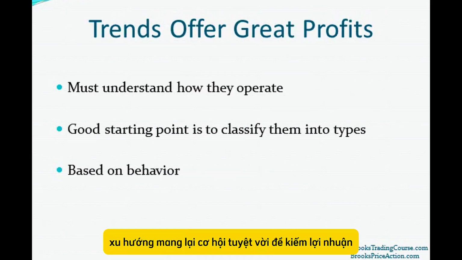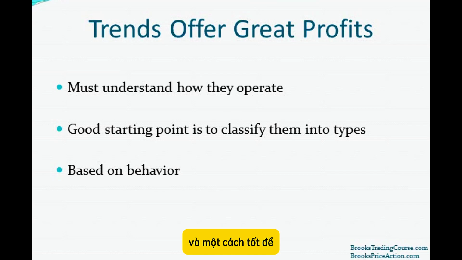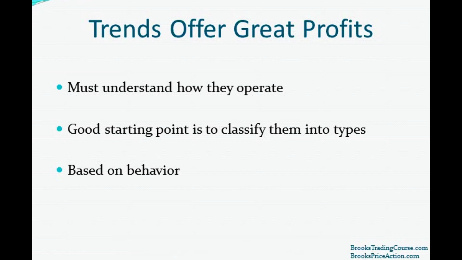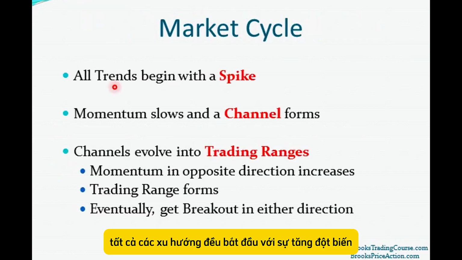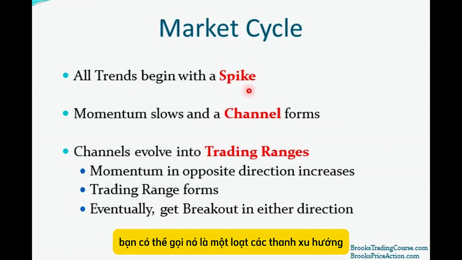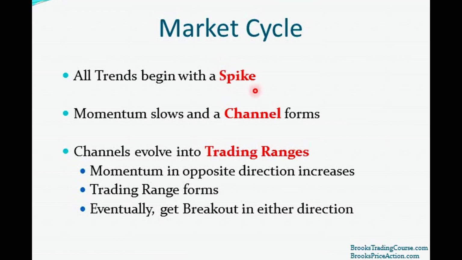Trends offer a great opportunity to make profit, but you have to understand how they operate, and one good way to understand is to classify them into different types based upon how they behave. All trends begin with a spike. You can call it a trend bar, you can call it a series of trend bars, you can call it a breakout, you can call it a strong trend. I usually refer to it as a spike.